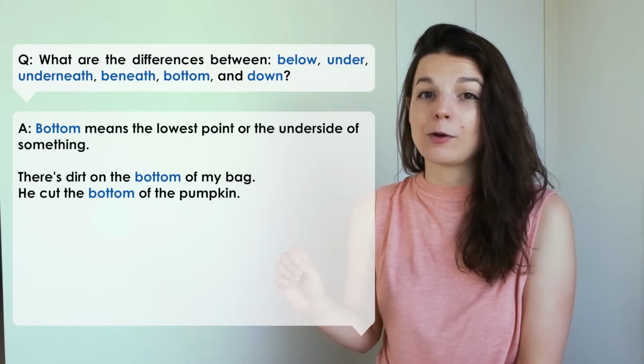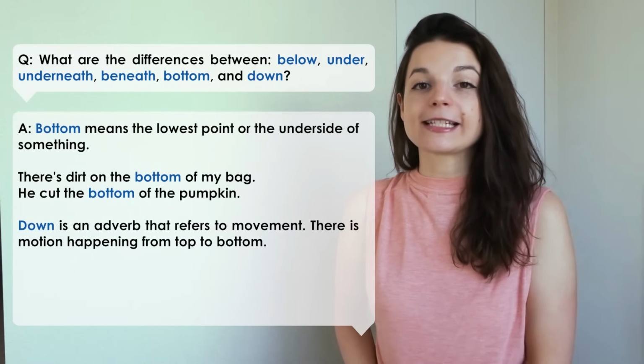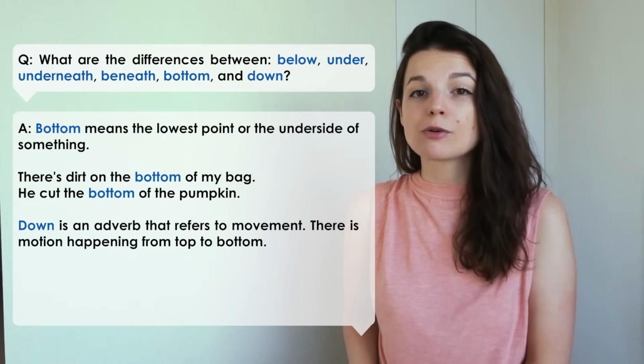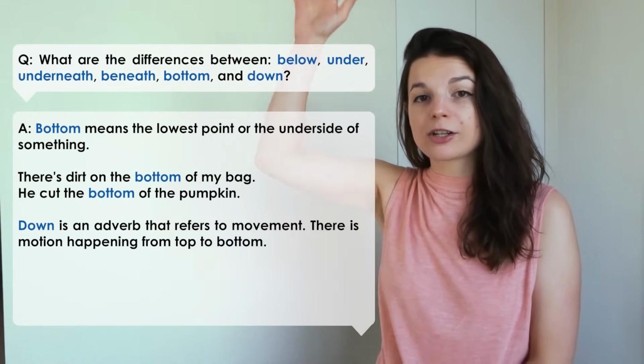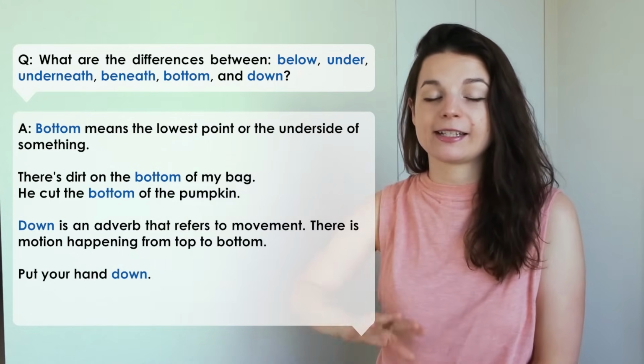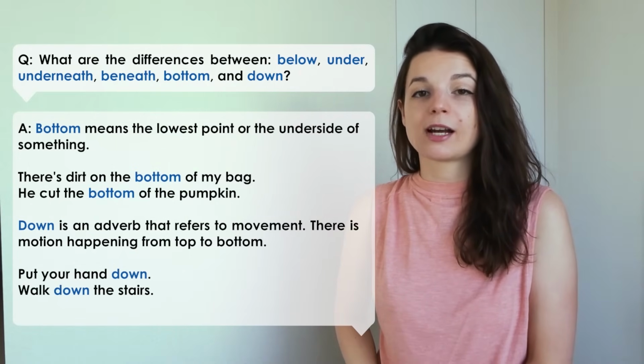So it's an actual noun, not an adverb. Then the last word in this list is down. So down is also an adverb, but down refers to motion. So we use down when we're actually talking about movement of some kind. So for example, put your hand down or walk down the stairs.